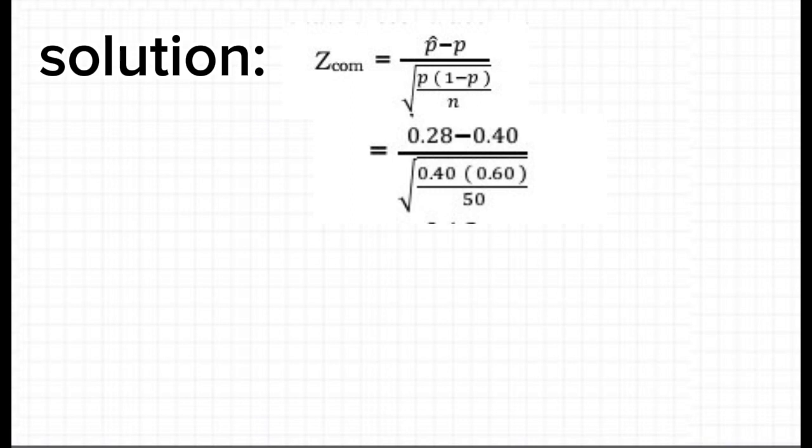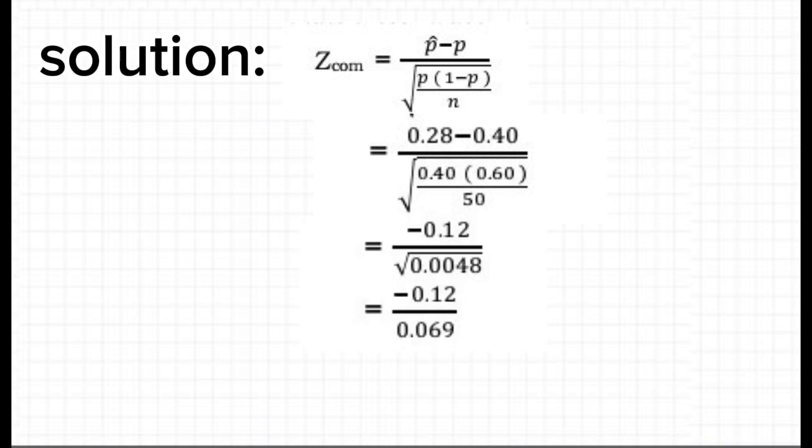Now, we're just going to subtract 0.28 minus 0.40. 0.28 minus 0.40 is equal to negative 0.12. And now we're just going to multiply 0.40 times 0.60. 0.40 times 0.60 is equal to 0.24. So dahil may square root pa siya, hindi pa natin siya pwedeng i-divide. So let's find out what is the square root of 0.0048. The square root of 0.0048 is equal to 0.069.